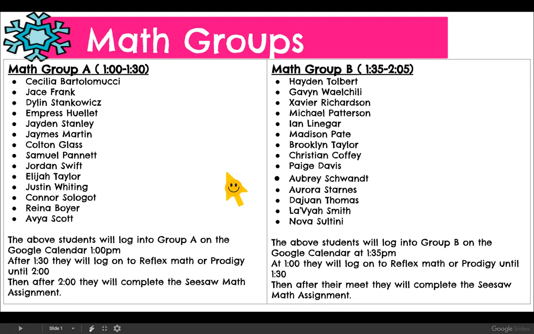Now, you can do Reflex Math all week. You can do Prodigy all week. It is completely up to you, but they must be working on that when they are not with me and I'm with the other group. Another good way to do it would be back and forth. Reflex Math on Tuesday, Prodigy on Wednesday, Reflex on Thursday, Prodigy on Friday. That's personally how I would have my child do it. But again, every household learning environment is different, but this is just merely a suggestion.